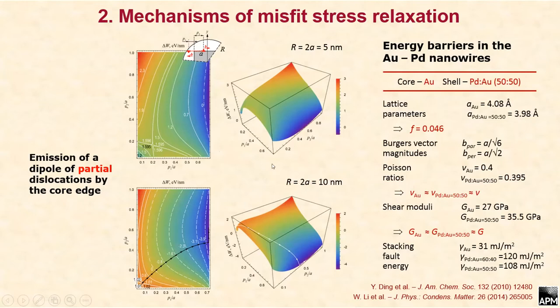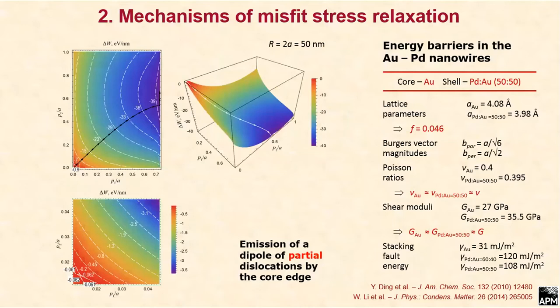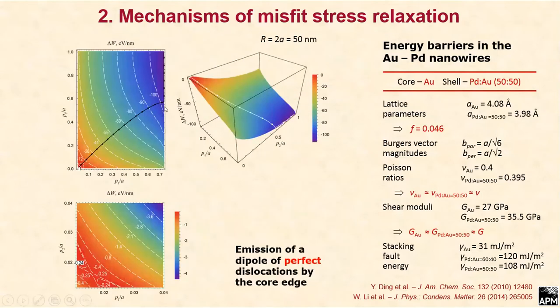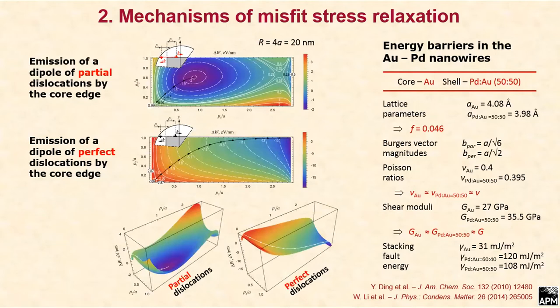But okay, a couple of minutes more. Okay, I will pass through. Anyway, by this analysis, we can analyze different situations with dipoles of partial and perfect dislocations, consider the ways of relaxation, and determine the points of equilibrium for these dislocations. Here, for example, is a comparison of two energy maps for these sizes of the system, which demonstrate a big difference between the partial and perfect dislocations. For example, a partial dislocation has an equilibrium position somewhere around the edge, while for perfect dislocations, one comes to the surface and the other one stays at the interface in the middle.